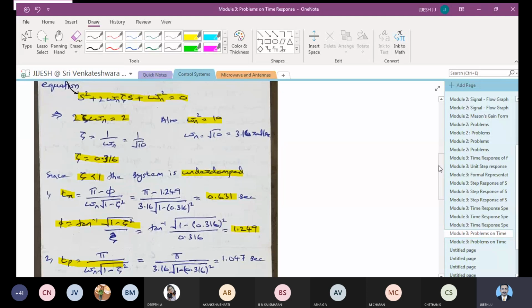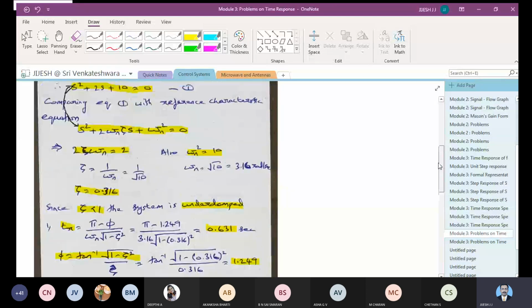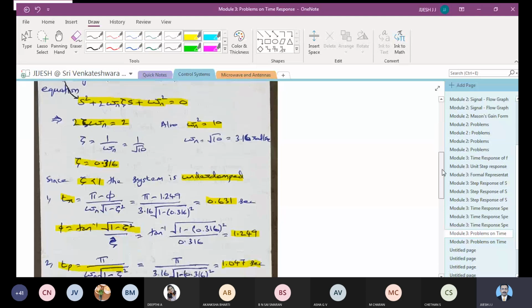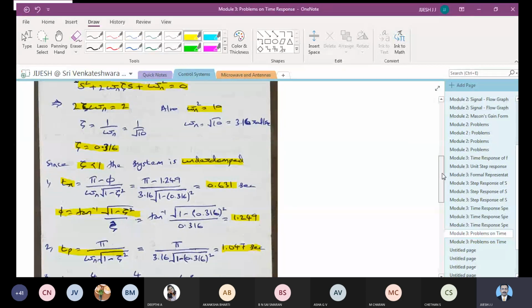pi divided by omega n root of 1 minus zeta square, that is pi divided by omega d. You know that you can substitute these values, so you'll get 1.047 seconds. So the next one, what they have asked you to find out is settling time and peak overshoot. So let us see what is the settling time equation and peak overshoot.